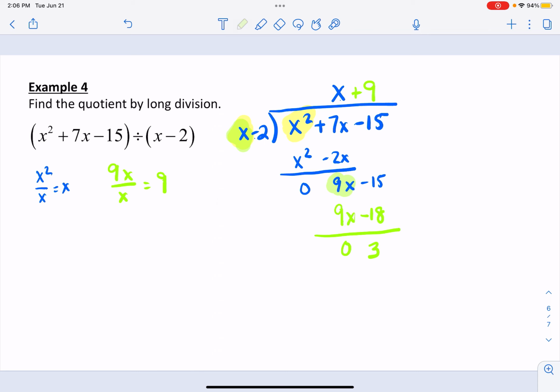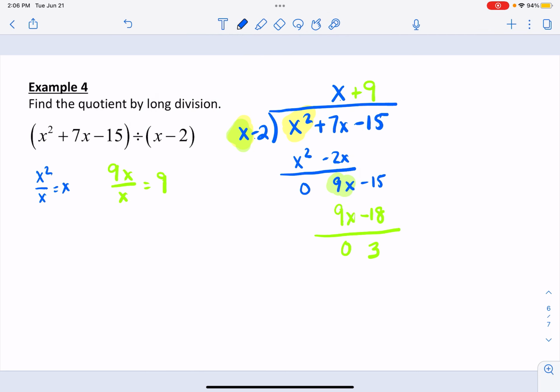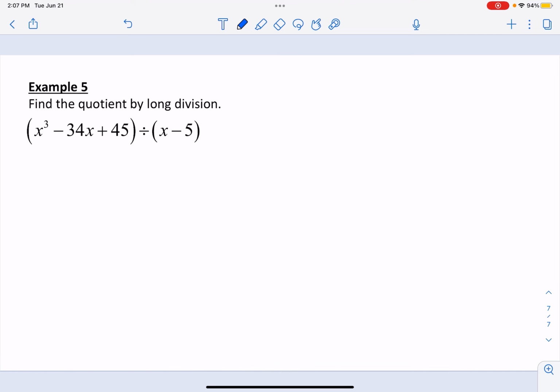That green is making my head hurt. So let's do this in blue. So your answer is x plus 9 plus, what's my remainder? My remainder was 3 over x minus 2. Okay, another example. I promise I won't use that green again. Hopefully your brains aren't hurting from that.